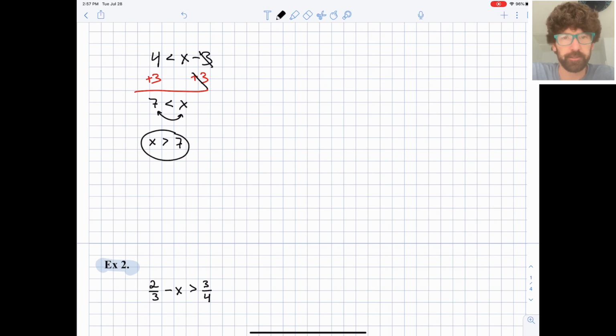Let me show you a boundary check here. Again, I won't do the full check. The full formal check is 4 less than 7 minus 3. Is 4 less than 4? Well, it's not. It doesn't check out, and it shouldn't, because we want x to be strictly greater than 7. We don't want x to be equal to 7 here. And so plugging in 7 for our check, it should just barely not work out. So it looks like we did the problem correctly, and our solution is x is greater than 7.